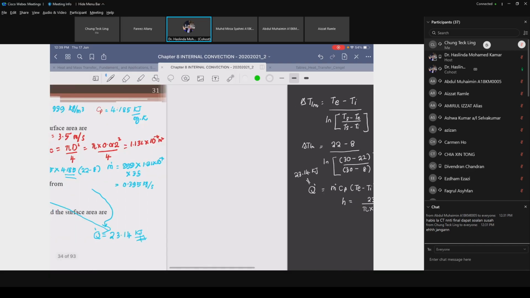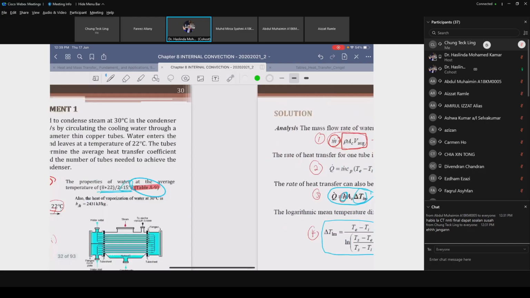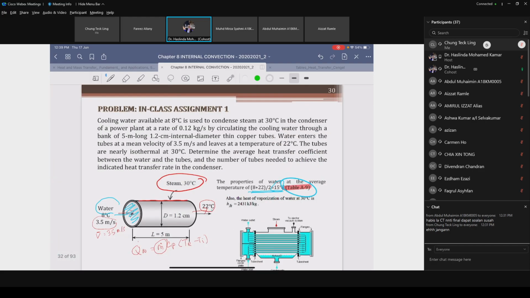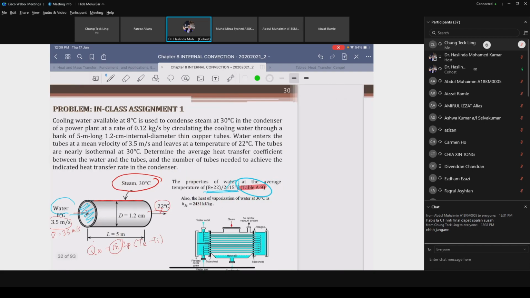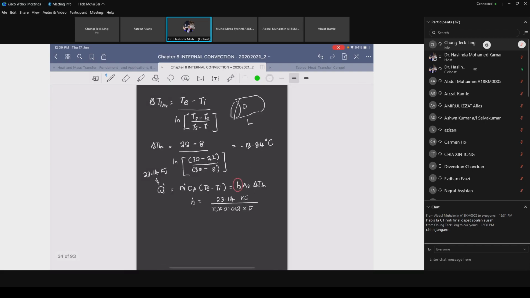5 meters ke 5 cm? 5 meter panjang sangat tu. 5 meter long. Wow, very long tube. Okay, tak apa. So then, lagi? Nak buat apa lagi after this? Bahagi lagi dengan temperature kan, this one. Betul?